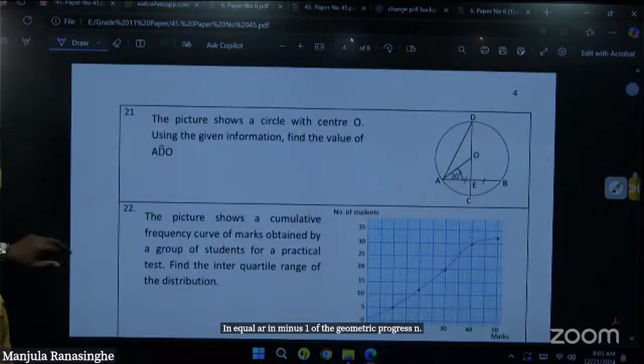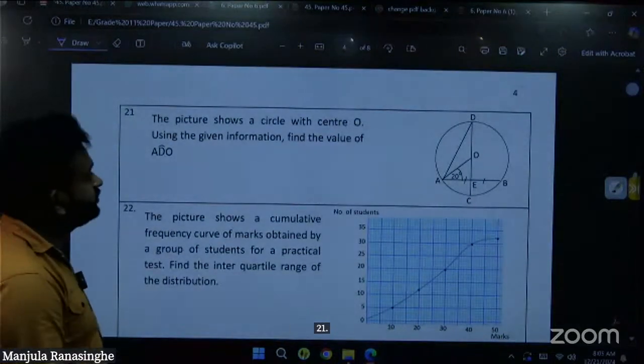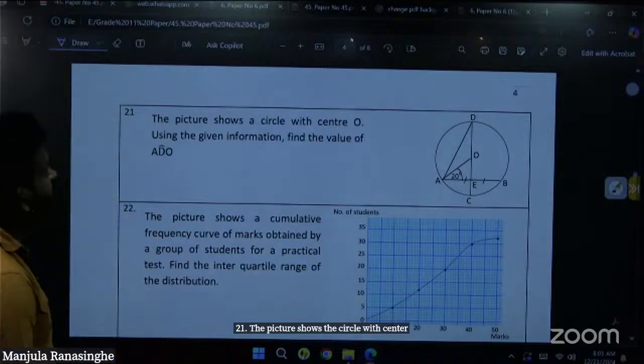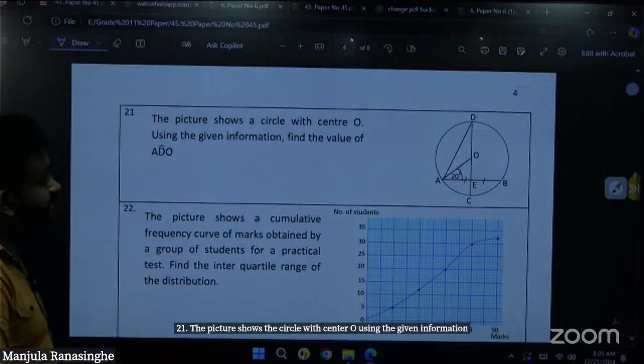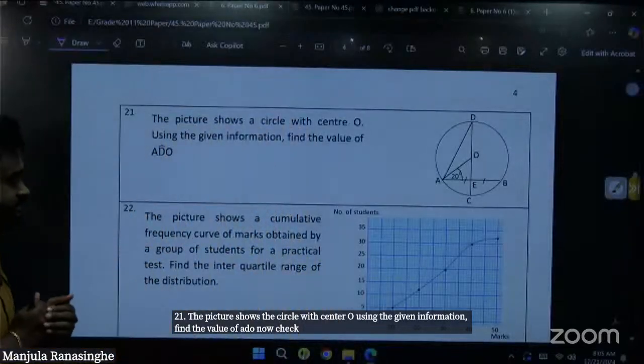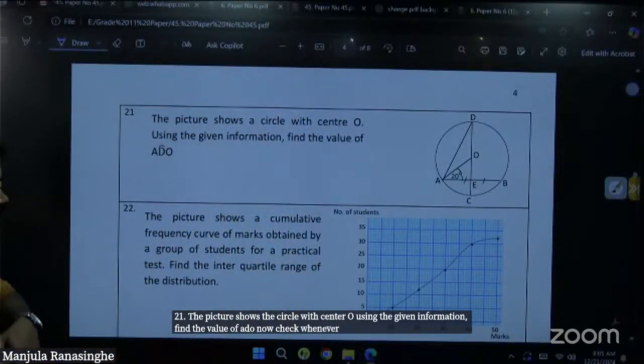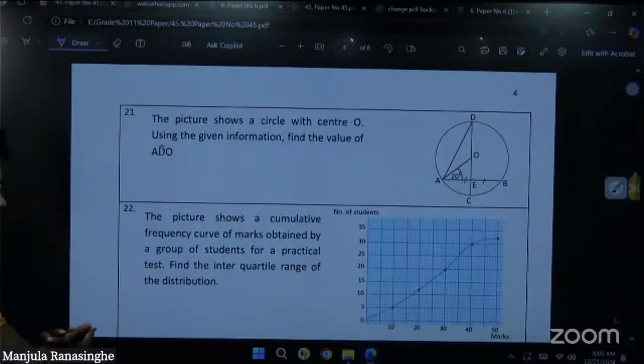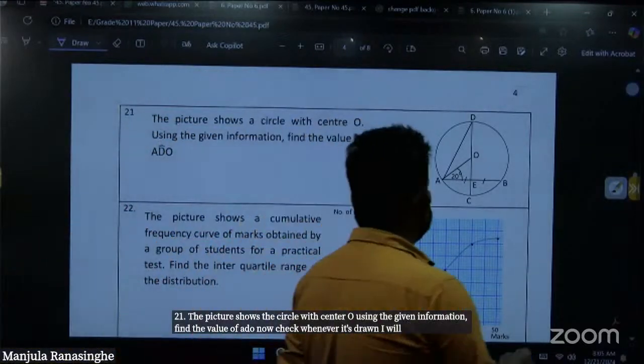Question 21. The picture shows a circle with center O. Using the given information, find the value of ADO. Now check. Whenever it's drawn, I will enlarge it into my sketch.